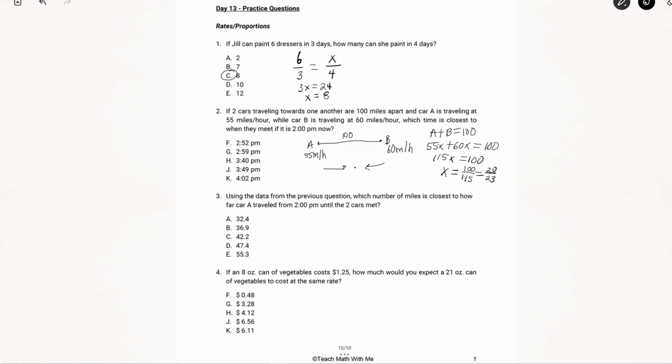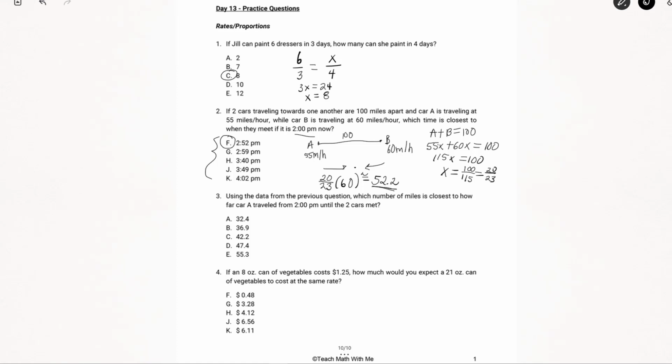But we need to know the time in minutes so that we can match it to one of our answer choices on a clock. So we take this fraction, 20 over 23, times 60 minutes, because there are 60 minutes in 1 hour. When we put that in our calculator, that comes out to approximately 52.2 minutes. We're looking for the closest time. This is 52.2 minutes past 2 o'clock, so that's answer choice F, 2:52 p.m. These 2 cars should meet together then.